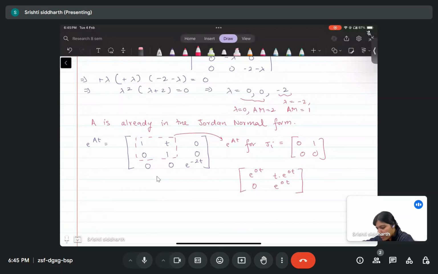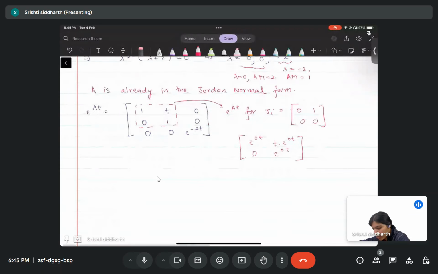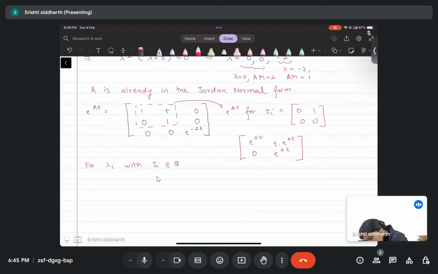So if I had some other eigenvalue which had a Jordan block of size 2, then for some lambda i with a Jordan block of size 2 by 2, e to the power J_i t would look like e to the power lambda_i t, t into e to the power lambda_i t, 0, and e to the power lambda_i t.